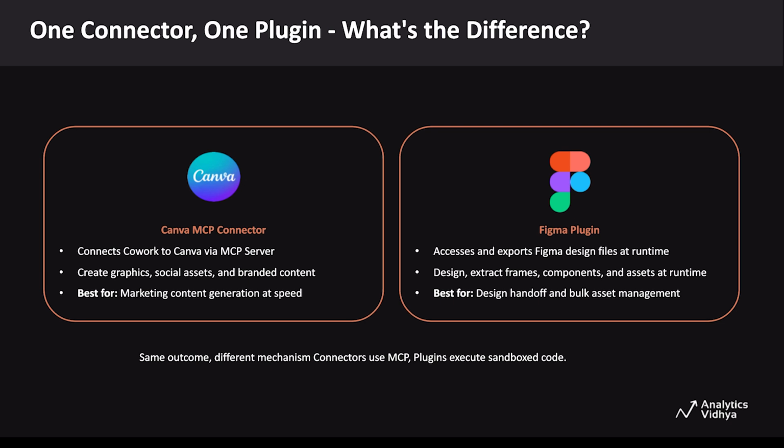Figma is a plugin. It does not just export, it can also create and design at runtime. It accesses your Figma files, generates designs, extracts frames and components, and exports assets, all through sandbox code execution. Same outcome for your workflow, design assets without switching apps. But Canva communicates through MCP, while Figma executes code to both design and deliver. That difference determines how you set them up and how Cowork invokes each one.